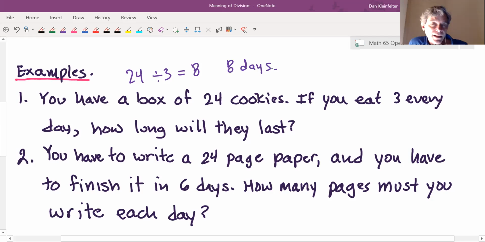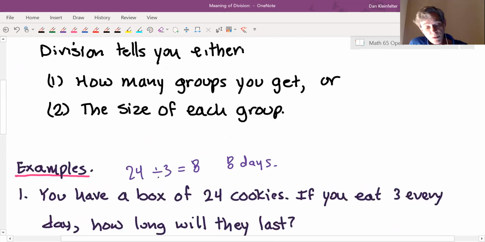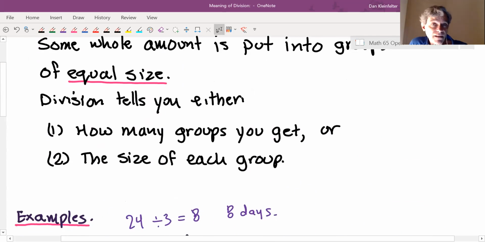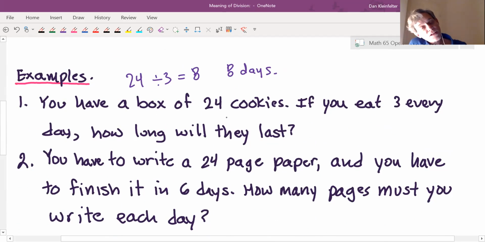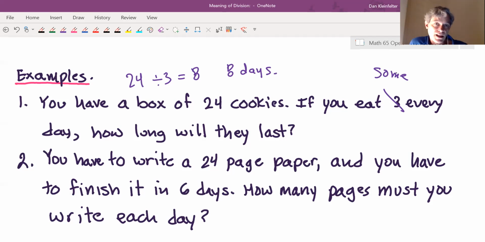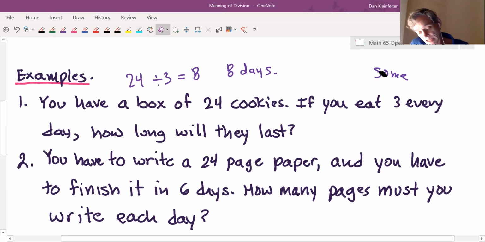Okay, notice again that you do need to have groups of equal size, right? If it's not equal size, there's no way to answer the question. What if I said to you, you have a box of 24 cookies and you ate some of them every day? If you ate some every day, there's no way of knowing how long they're going to last. What if you eat 2 the first day and 11 the second day, and then the rest of them the third day? Okay, if you don't know that it's the same amount each day, there's no way to answer the question. So fundamental, that is basic for division, is that it has to be the same amount in each group.